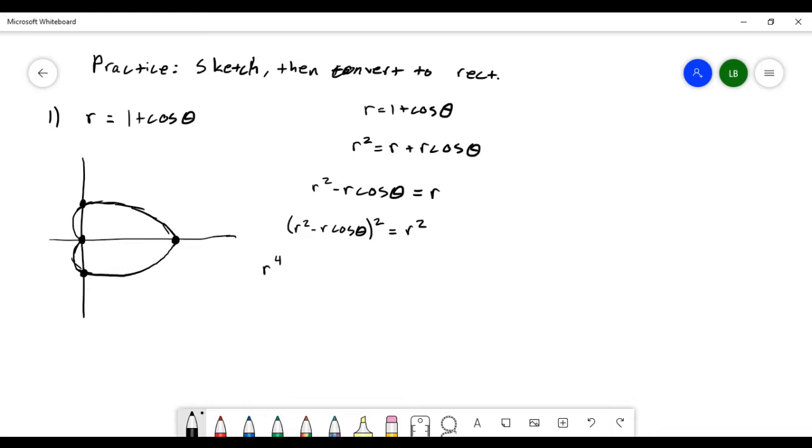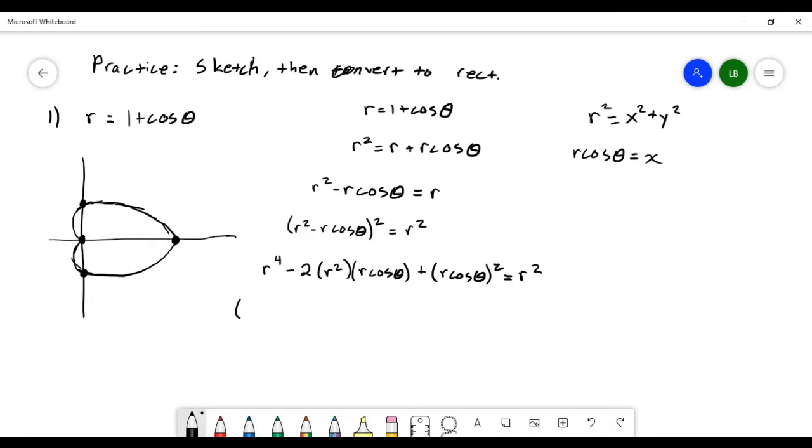And this comes out to r to the fourth minus 2 times r squared times r cosine theta, plus r cosine theta squared, equals 2r squared. And now everything's in the form where I can either substitute using r squared equals x squared plus y squared, or r cosine theta equals x. In this case, we don't have any sine theta, so we don't need r sine theta equals y. So let's go ahead and substitute everything. We get x squared plus y squared, minus 2 times x squared plus y squared times x, plus x squared equals x squared plus y squared.